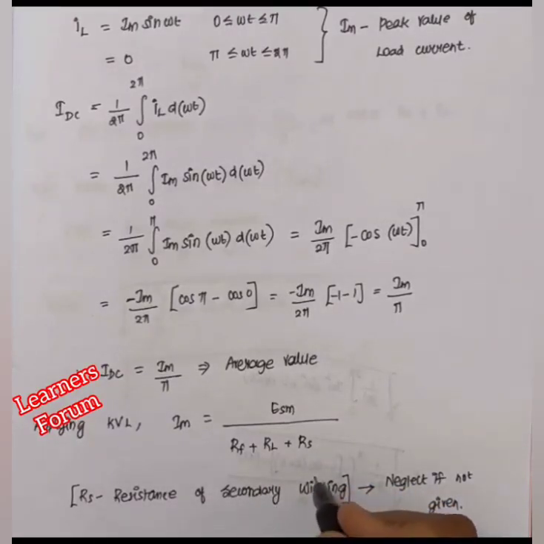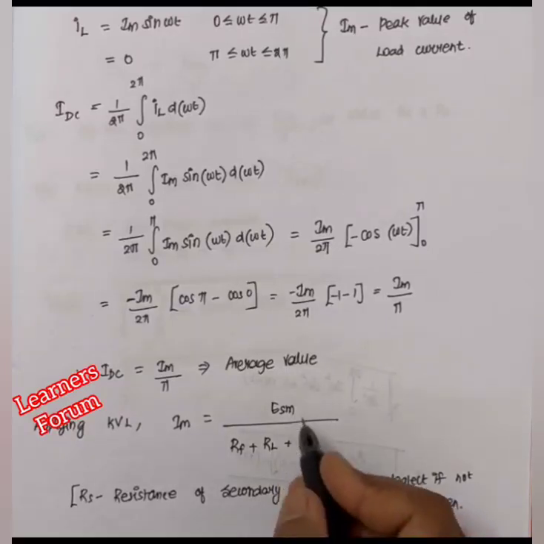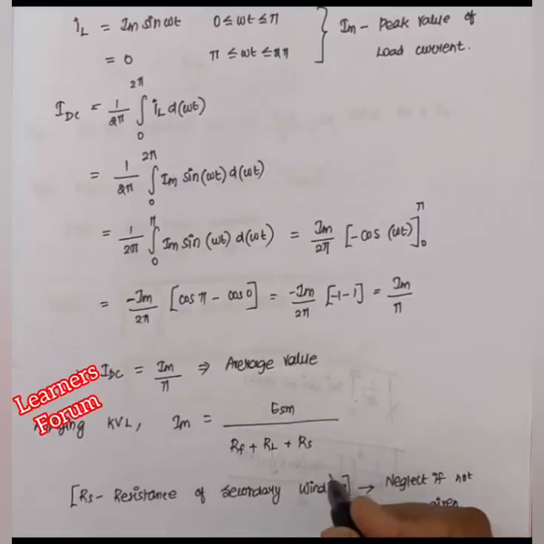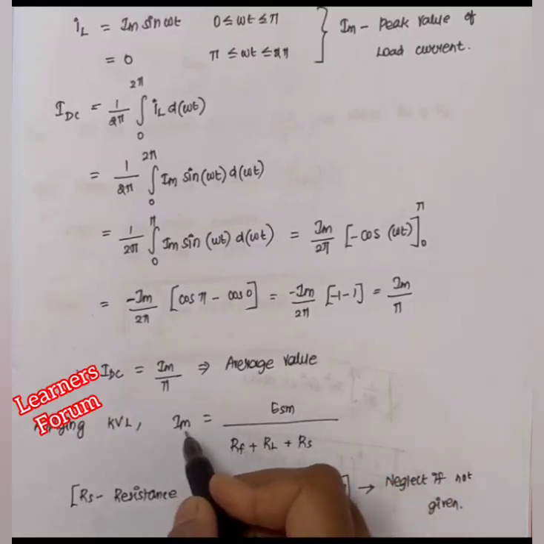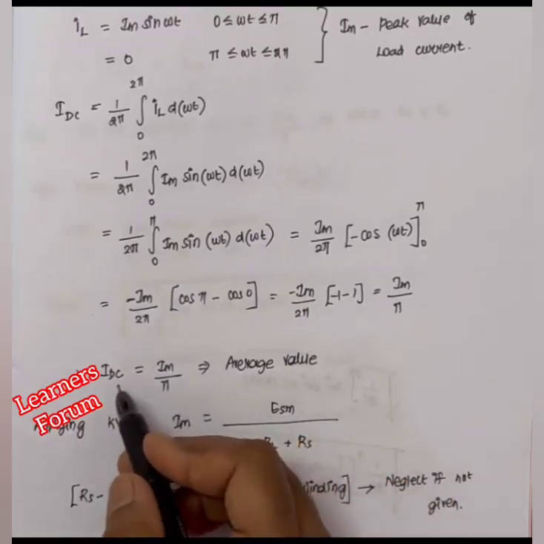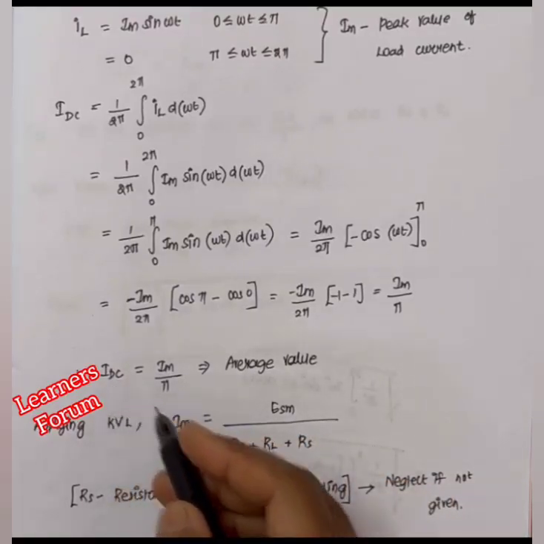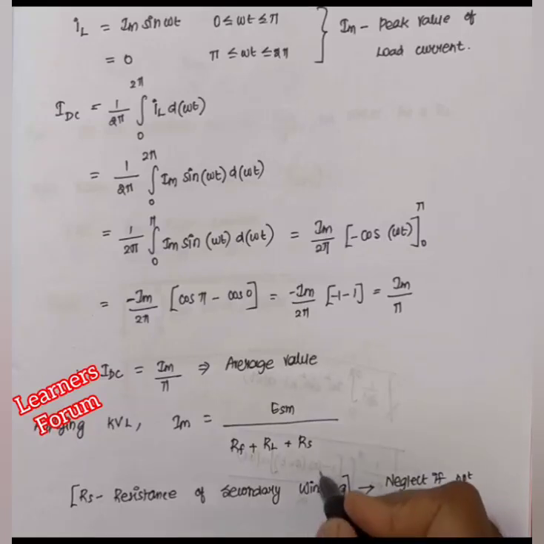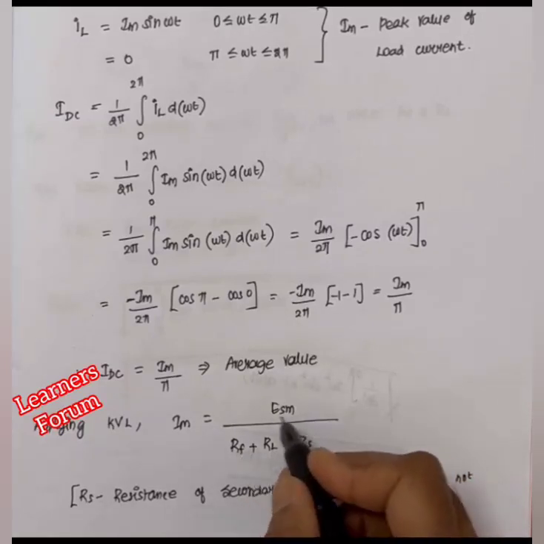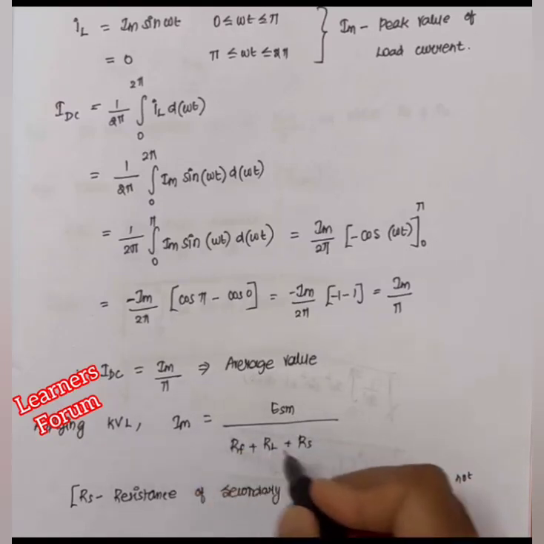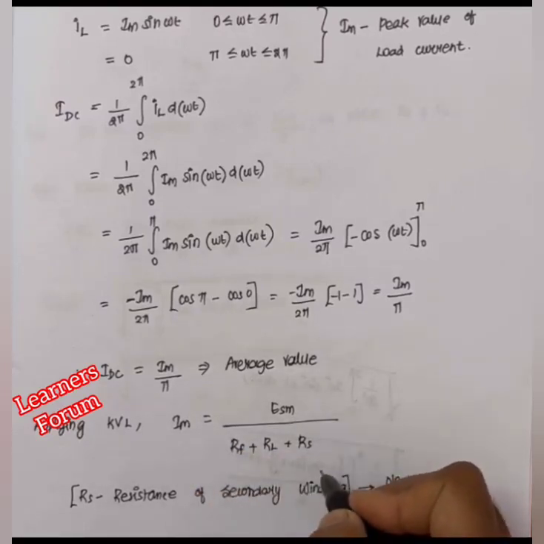In case you are supposed to solve any problem based on this particular equation, you have to check for the value of RS. If RF is provided, you can use it directly in this formula, substitute the different values, calculate Im and divide it by pi to get the value of average DC load current. If it is not provided, you can simply neglect it and just apply the values of RL along with ESM and calculate the required Im. So this is the average DC load current value.